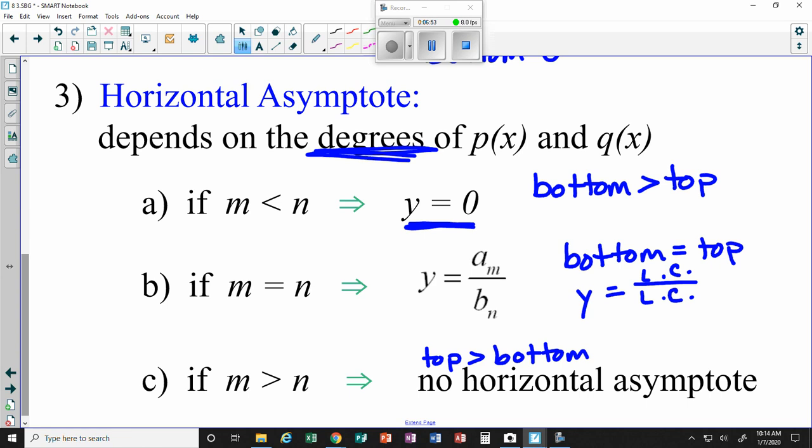So we talked about this one the other day when we just did 1 over x minus h plus k. The degree, we put a constant on the top. We also did these yesterday when we had like 3x plus 2 over 5x minus 6, and that meant the degrees were the same. Now we're adding the caveat where if the degree on top is bigger, there is no horizontal asymptote. Okay?